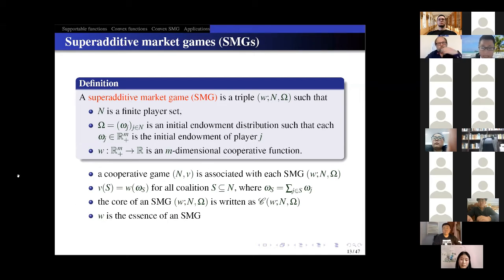And of course, W is the essence of this problem. We call function W balanced if the core, which I use to denote the core of the corresponding superadditive market game, is non-empty for all player sets and for all initial endowment distributions. That is, we fix W, but the player set N and Ω may vary arbitrarily, and we would like to investigate this kind of function.